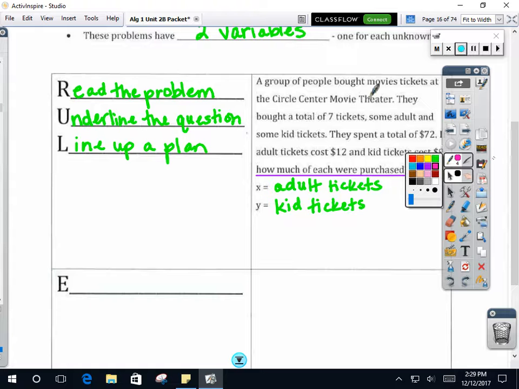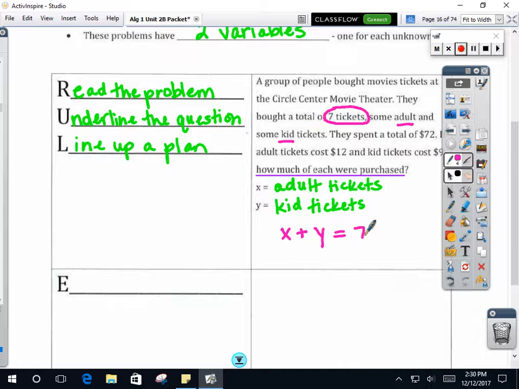I'm going to circle important information. They bought a total of 7 tickets. Some of those were adult and some were kid. How can I write an equation from that statement? Okay, right, but let's reverse it and put X plus Y equals 7. That means your adult tickets and your kid tickets totaled up to 7 tickets, right?